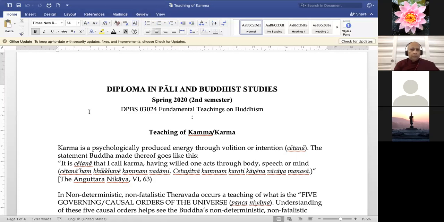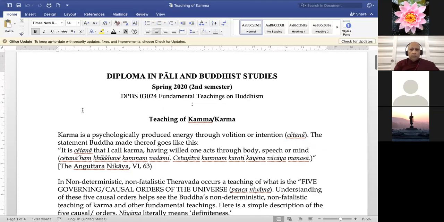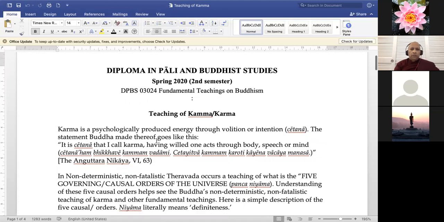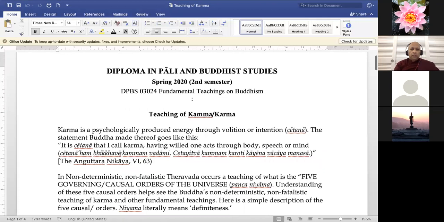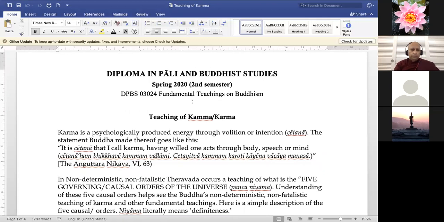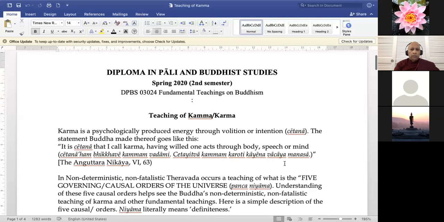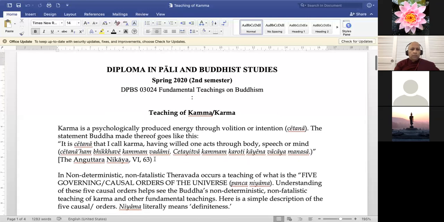So we can start with the universal definition of karma. Karma is a psychologically produced energy through volition or intention, chetana. The statement Buddha made there is this: it is chetana that I call karma. Having willed, one acts through body, speech, or mind. Chetanaham bhikkhave kammang vadami. Chetayitva kammang karoti. Kayena vachaya manasa. And this occurs in the Anguttara Nikaya, one of the 5 books of the Sutta Pitaka.